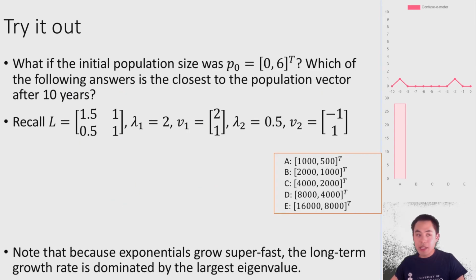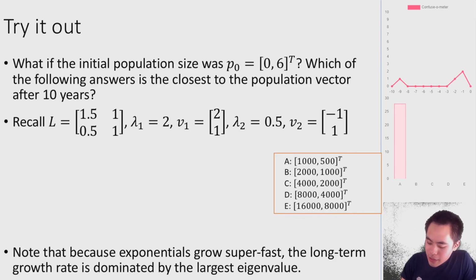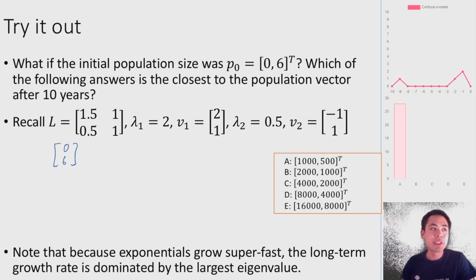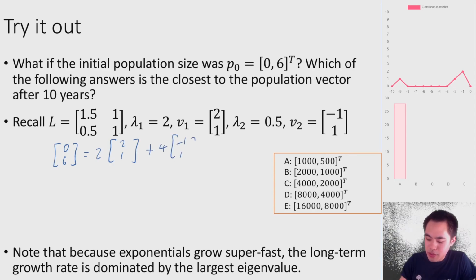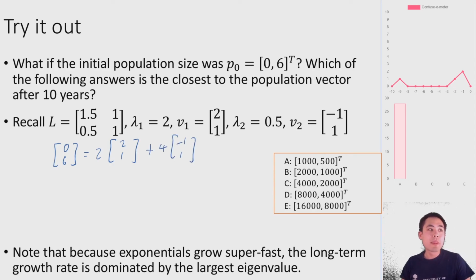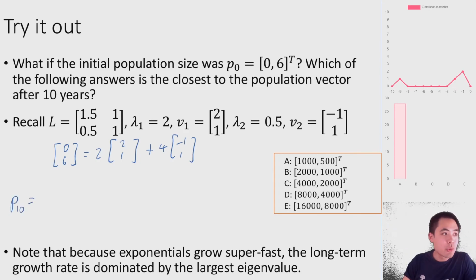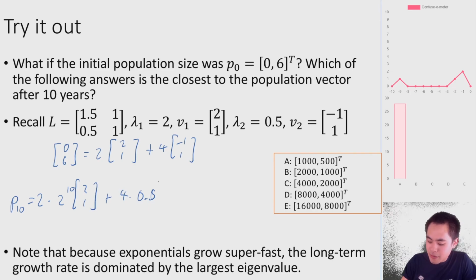Now, when we're doing this for any particular example, you just need to rewrite your original population vector. For this other example, I flipped the population vector, so we have 6 adults and 0 young. When we rewrite that, this is equal to 2 times (2, 1) plus 4 times (-1, 1). You can check that this works out. P10 is equal to 2 times 2 to the 10, (2, 1), plus 4 times 0.5, so 1/2, because that's that eigenvalue, to the 10, times (-1, 1). That's also about equal to 4096, 2048.